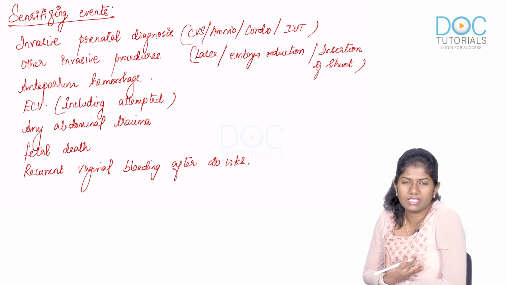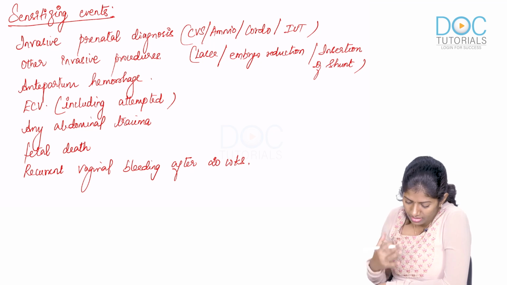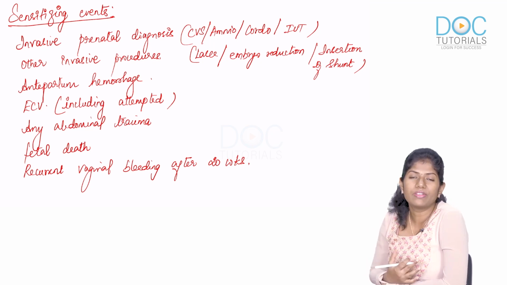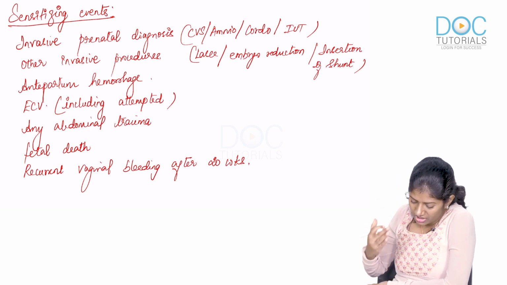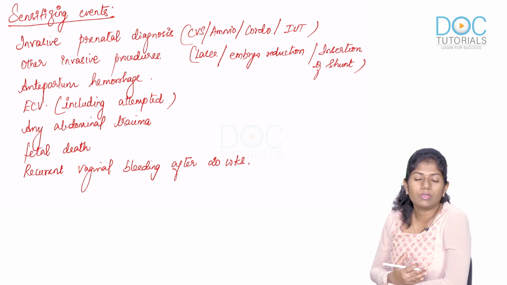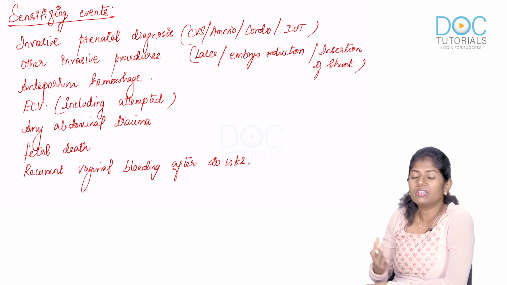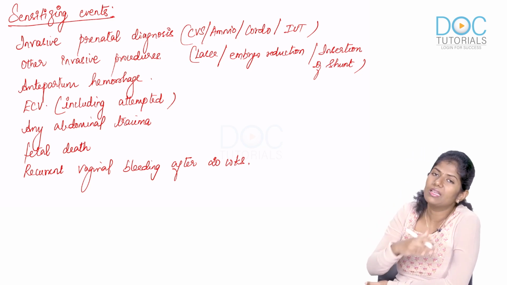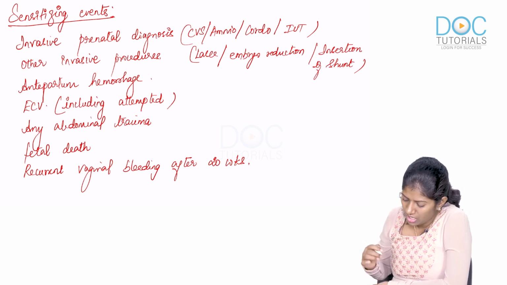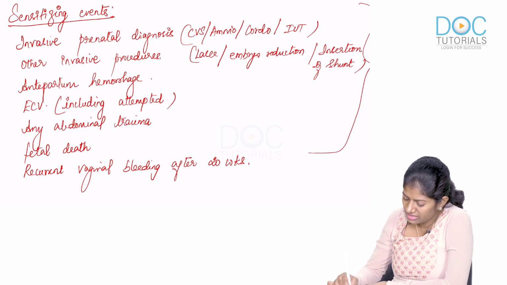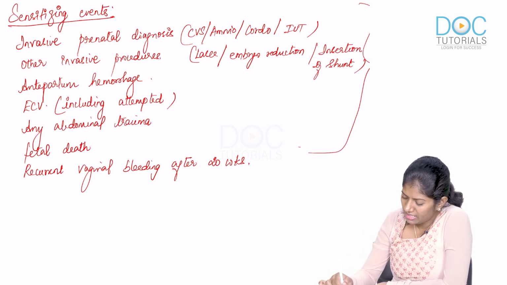We give routine antenatal anti-D prophylaxis, no, during pregnancy. Apart from this, all these sensitizing events should receive anti-D during the antenatal period, and this dose of anti-D that you give for these sensitizing events will be a dose that is given in addition to the routine antenatal anti-D prophylaxis. Okay. So before 20 weeks, how much would you give in these sensitizing events?